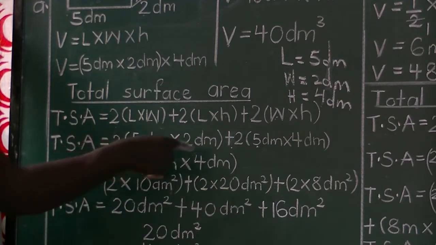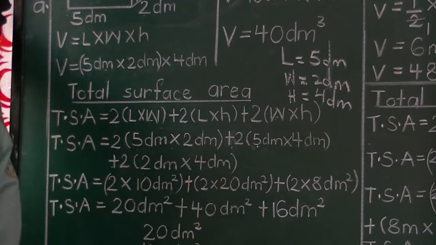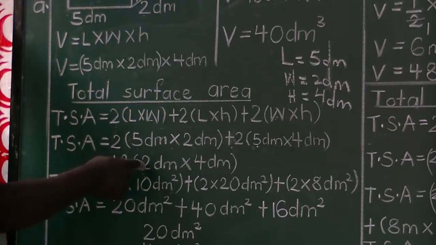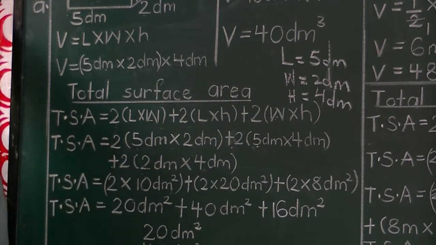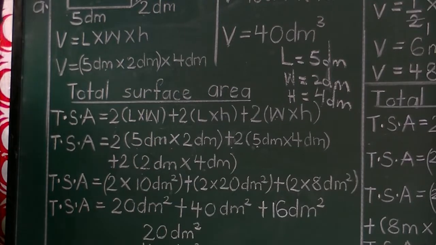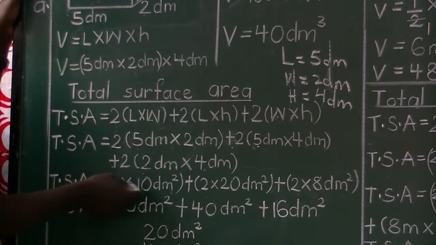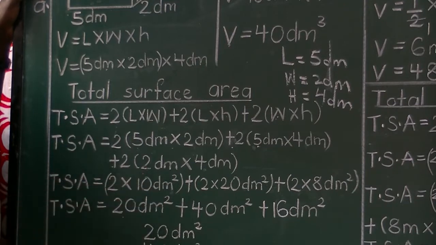So we've got 5 times 4 is 20, so 2 times 20 decimeters squared. Then we've got 2 times 4, which is 8, so 2 times 8 decimeters squared. So then we go and get the products again. 2 times 10 you get 20, bring the decimeters squared.